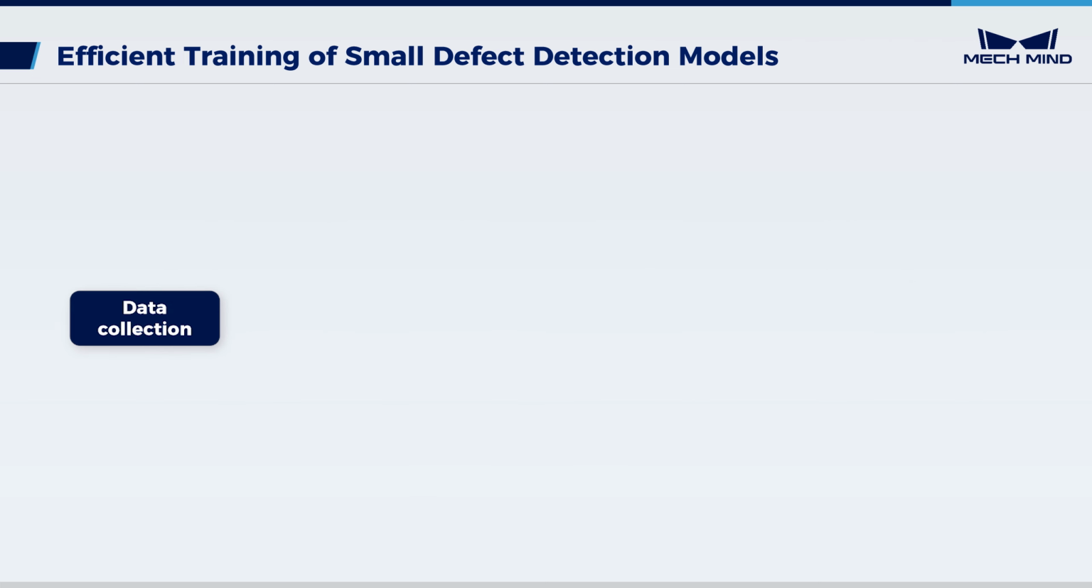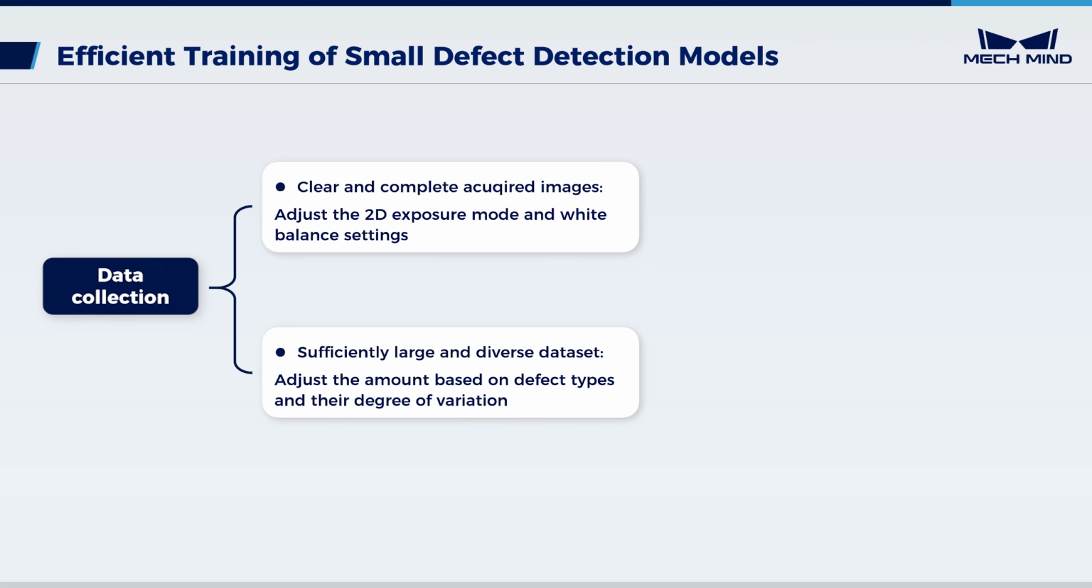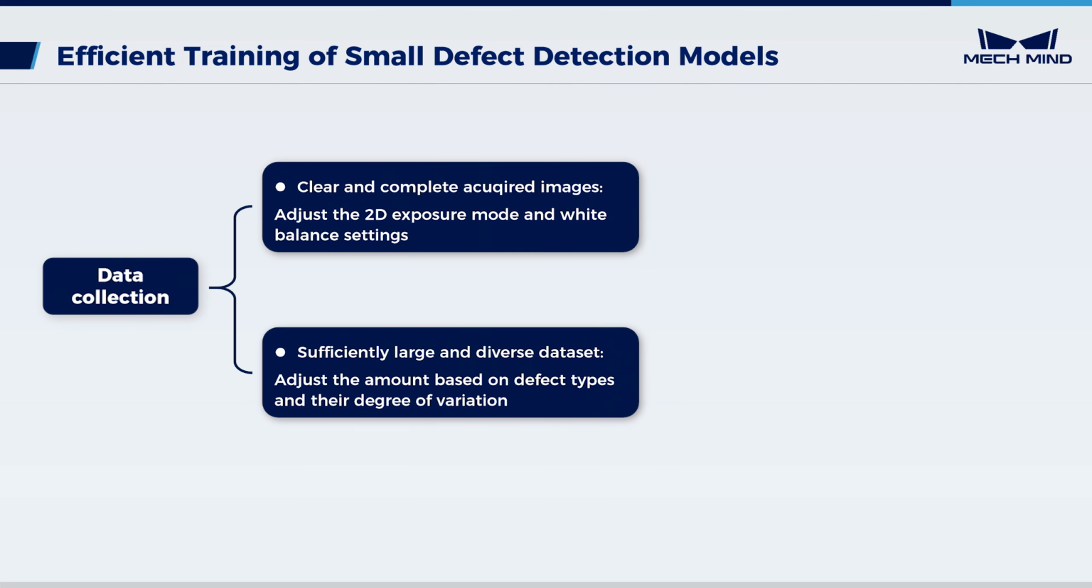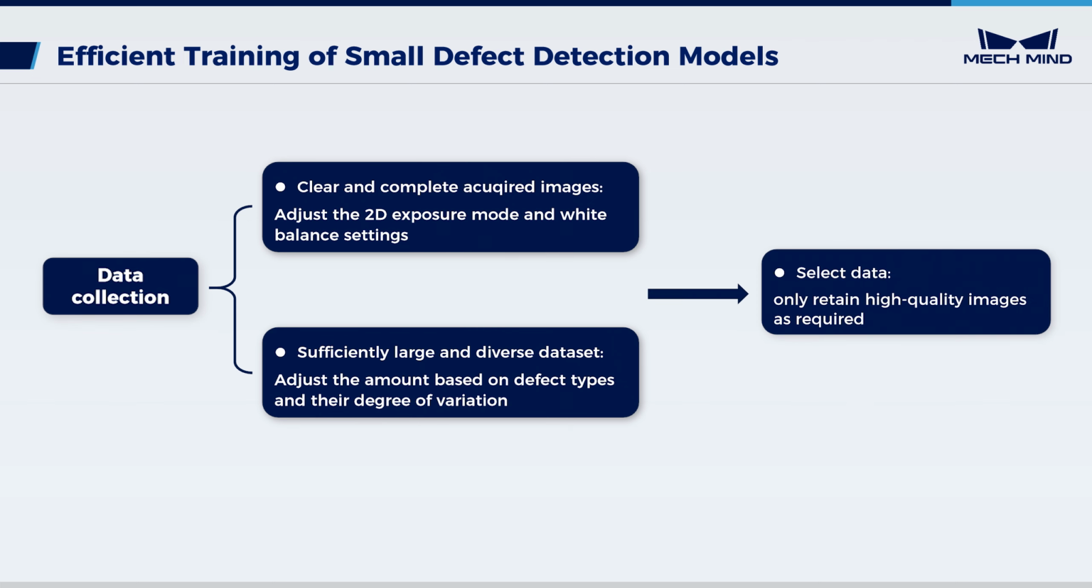The first step is data collection, which is the preparatory work. During image acquisition, adjust the 2D exposure mode and white balance settings to improve image quality based on project requirements. In addition, adjust the amount of data collected based on the defect types and their degree of discrepancy. After collection, select only high-quality images for labeling and training. Please refer to our documentation for details. Next, proceed to the data processing.